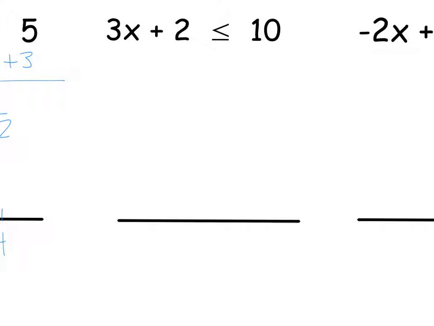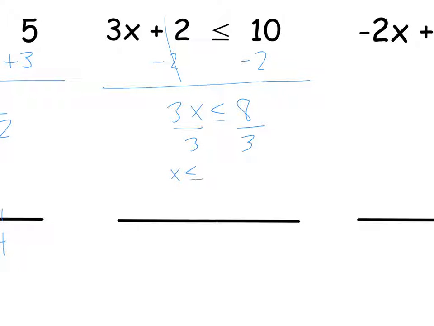Number 2 says 3x plus 2 is less than or equal to 10, so I'll subtract 2. Get 3x is less than or equal to 8. Divide by 3, so I get x is less than or equal to 8/3. And 8/3 can also be represented by 2 and 2/3 if I change that to a mixed number, because 3 goes into 8 2 times, which would be 6 with a remainder of 2.